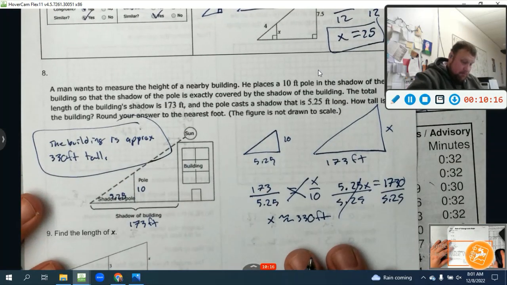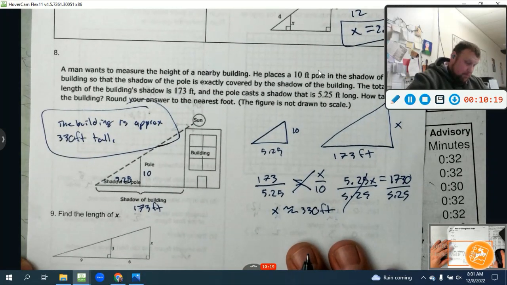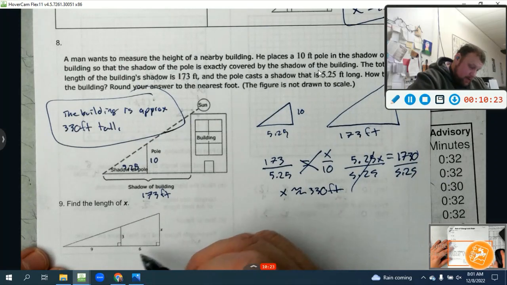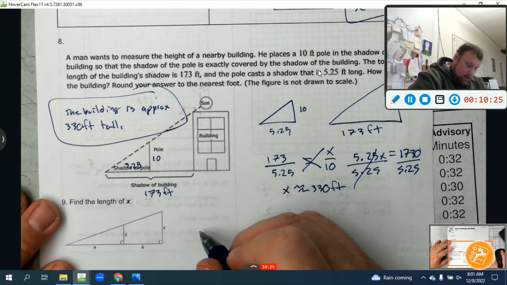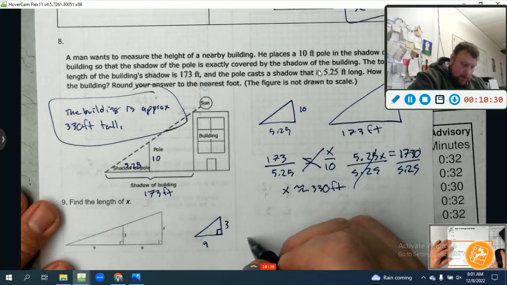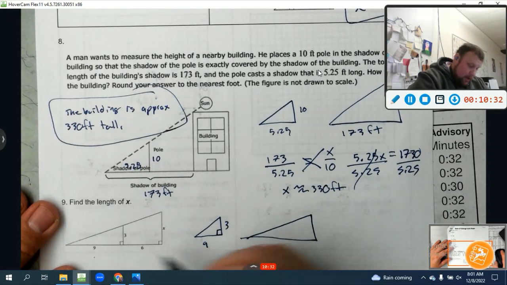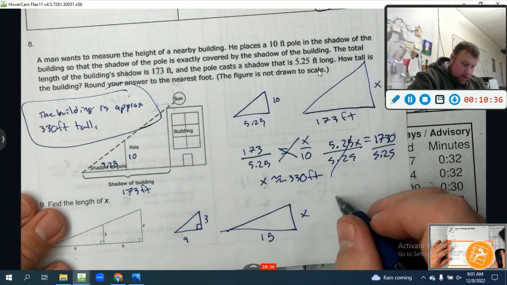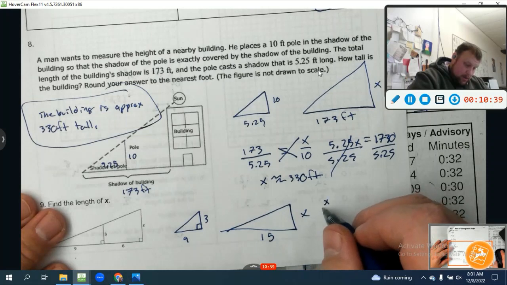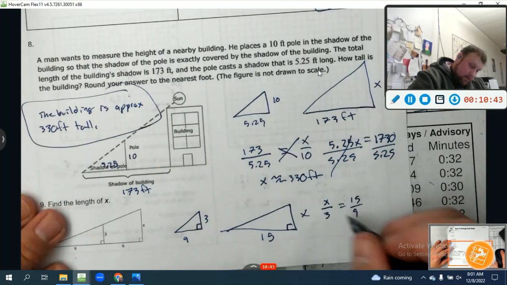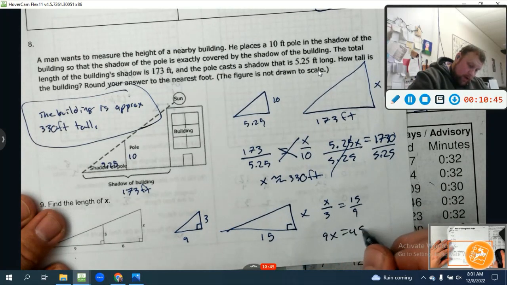Find the length of x. Okay, again, two triangles here. Got a 9 and a 3. And then I've got a 9 plus 6 is 15 and an x. And I'm just going to say, all right, x over 3 equals 15 over 9. So 9x equals 45. Divide both sides by 9, and x equals 5. Whoa, baby. Look at that. Awesome.